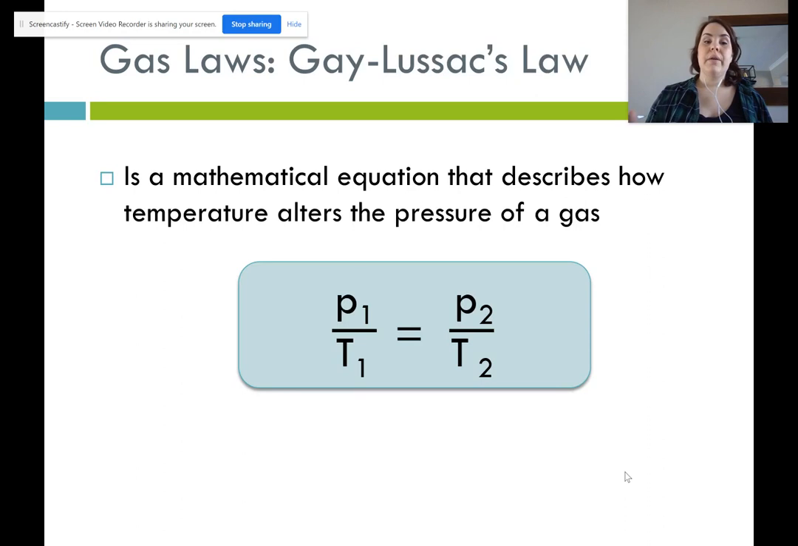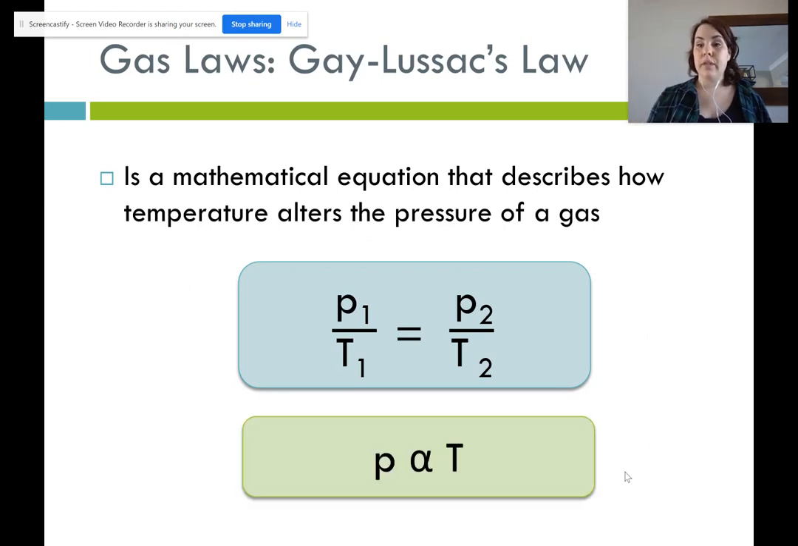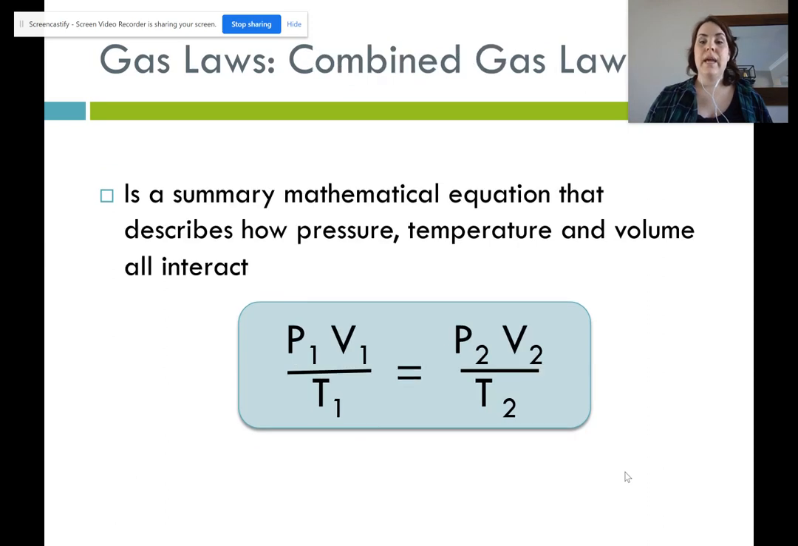We also talked about Gay-Lussac's law, which is pressure and temperature's relationship. P1 over T1 equals P2 over T2. This also is a proportional relationship. So as pressure increases, so should temperature. As pressure decreases, so should temperature. And all these laws can be summarized by P1 V1 over T1 equals P2 V2 over T2. That's the combined gas law.